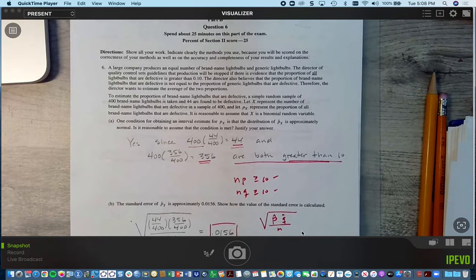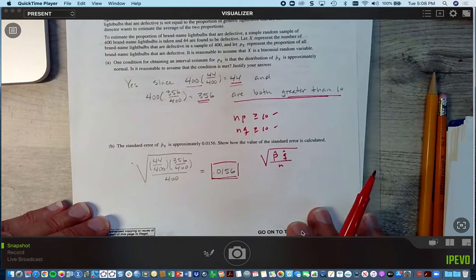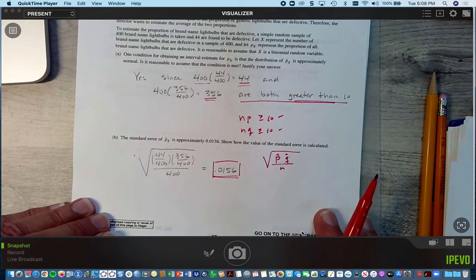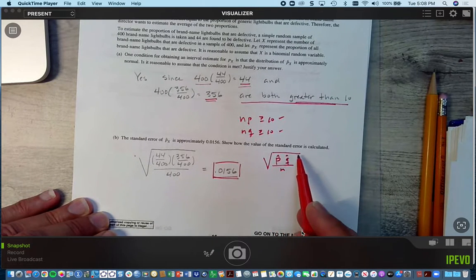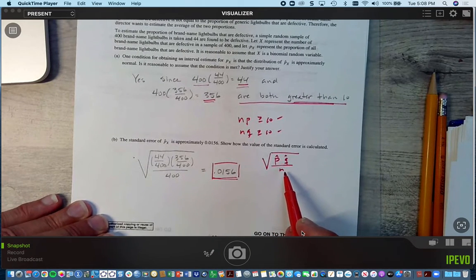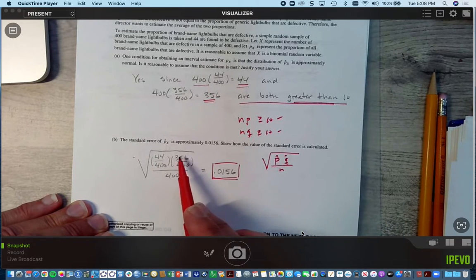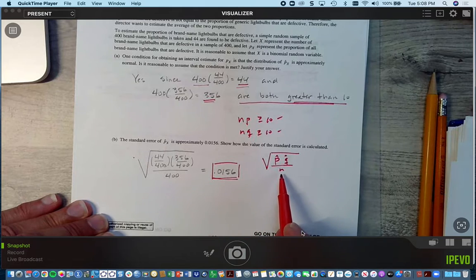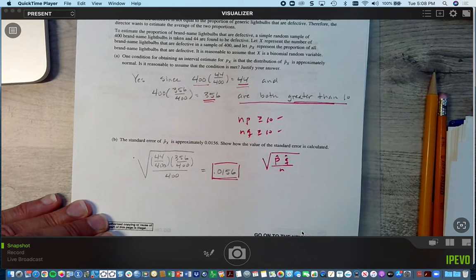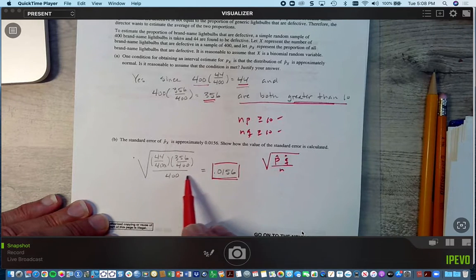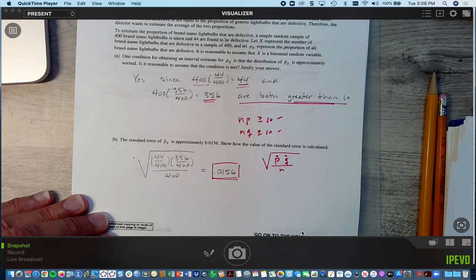Okay, and then for part B, the standard error of p hat. Well, this is a formula that you actually have on your formula sheet. We take the sample proportion of successes and the sample proportion of failures and divide by the sample size. And you're going to get 0.0156. So again, the work and the answer are both very important.